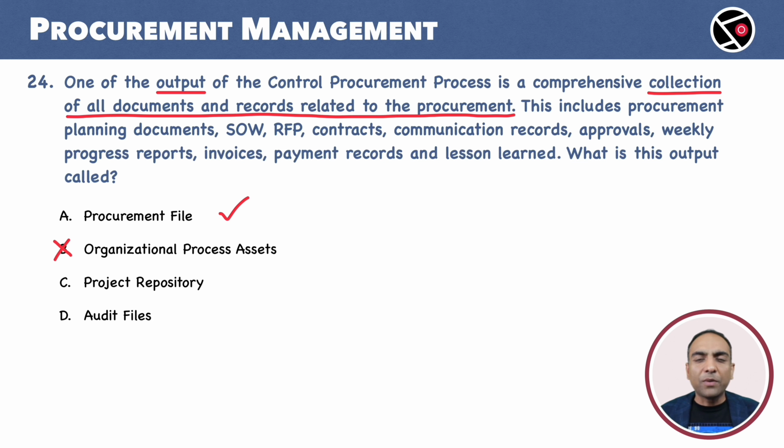C. Project repository. This is a generic term. Data relevant to a project can be kept in a repository. This could simply be a folder on the computer. This is not specific to procurement. We drop this option. D. Audit files. Audits are part of the control procurement process. It is a tool, not an output. We drop this option too. A is our choice.